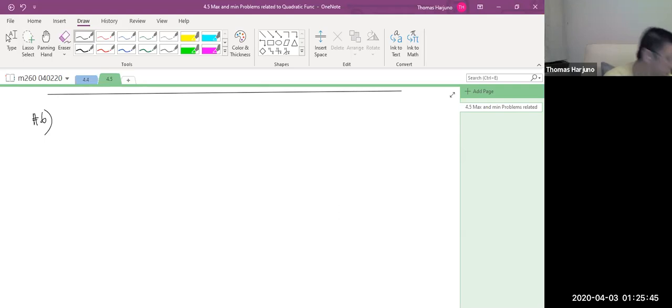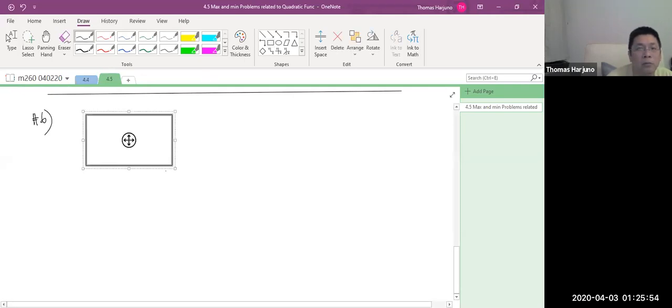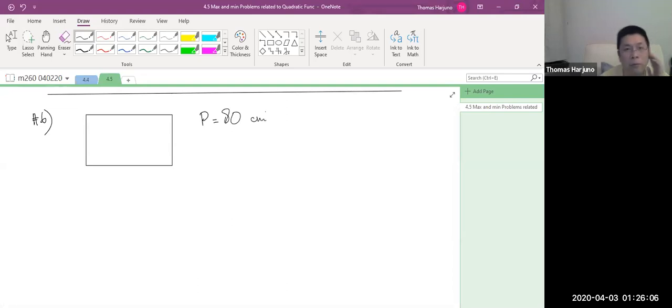Okay, number 6. What is the largest possible area for a rectangle with perimeter 80 centimeters? Okay, let me draw a rectangle whose perimeter is 80 centimeters. Now the question is, what is the largest possible area? Well, to find the largest possible area, I need to first find the dimensions. Suppose I call this x and this is y.